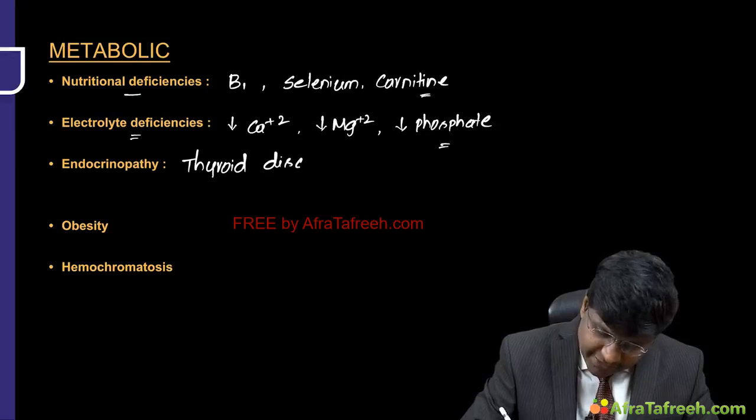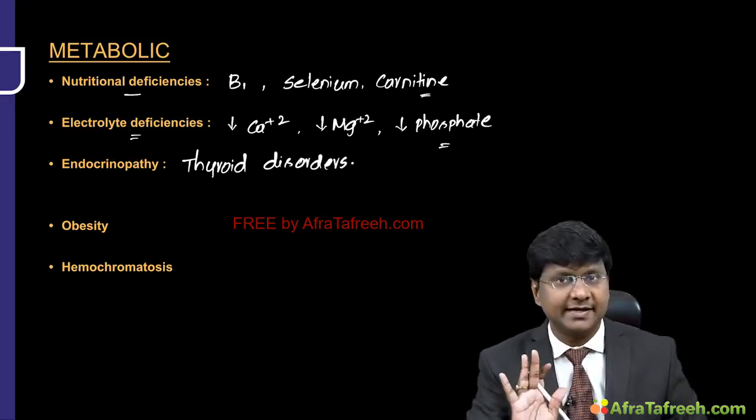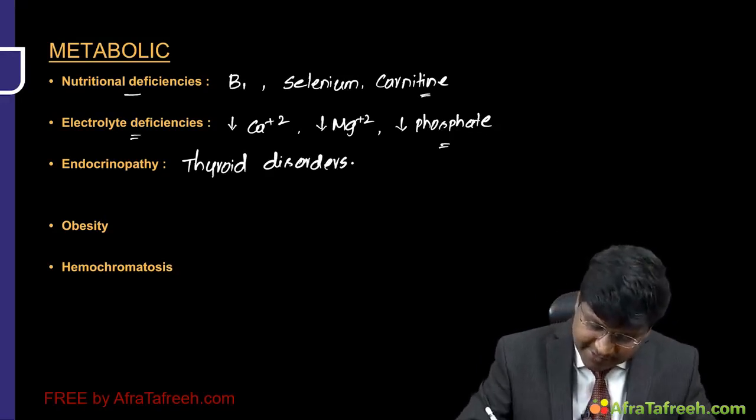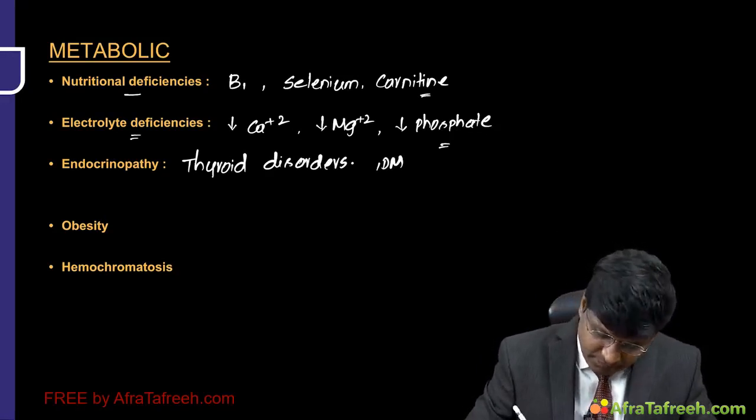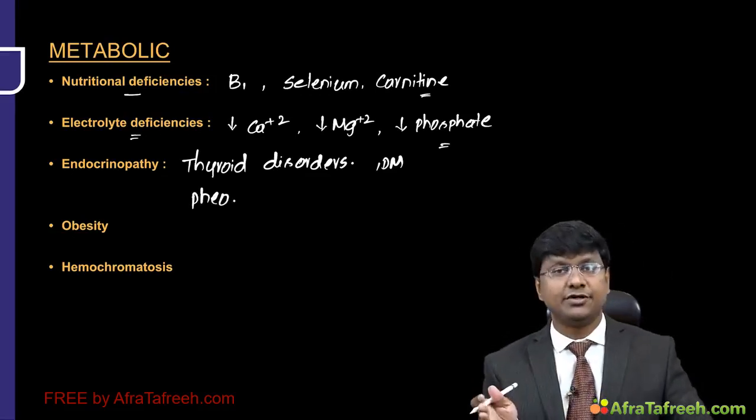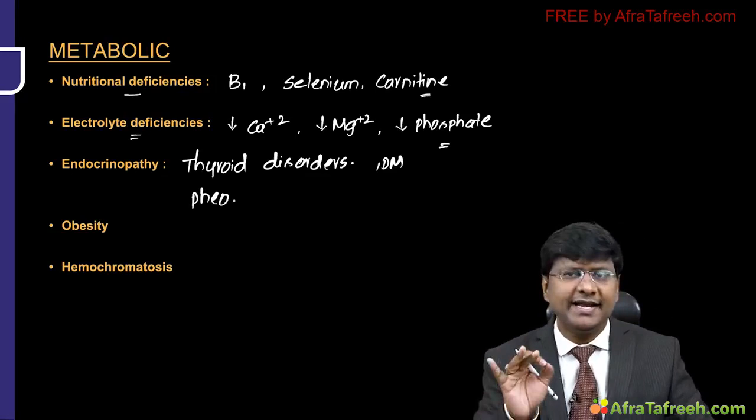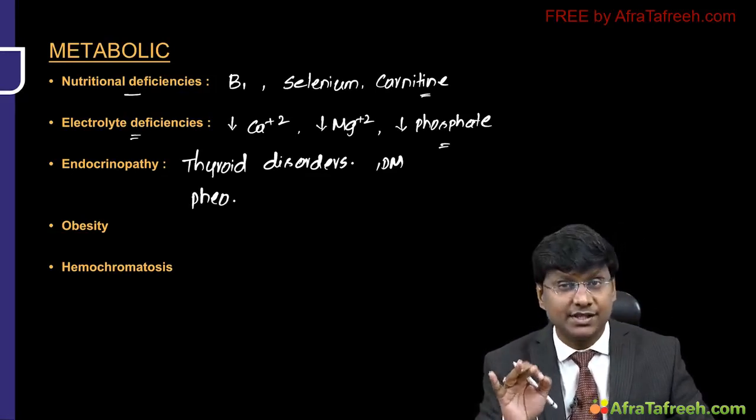So both hypothyroidism as well as hyperthyroidism can make the individual develop dilated cardiomyopathy. And next important is diabetes mellitus. Next is pheochromocytoma, that can also make the individual develop dilated cardiomyopathy. And next, a very important risk factor is obesity.